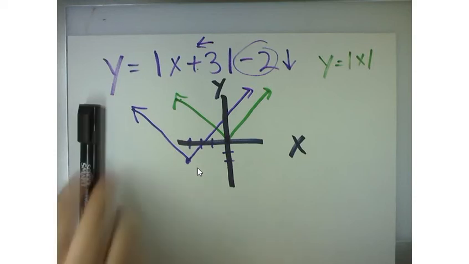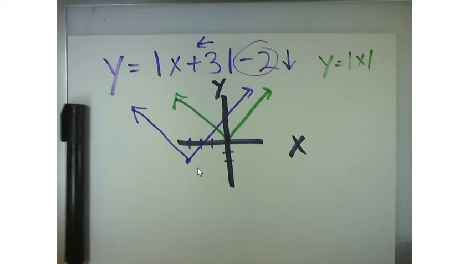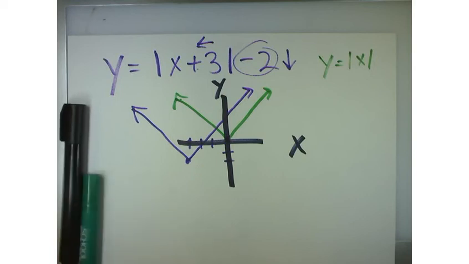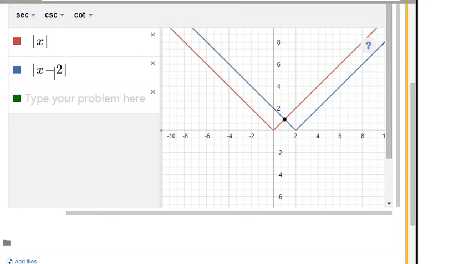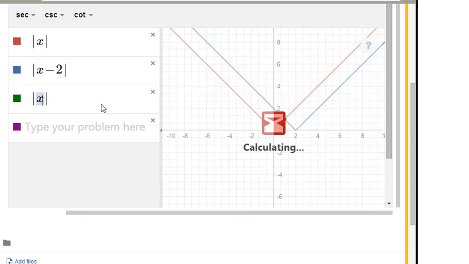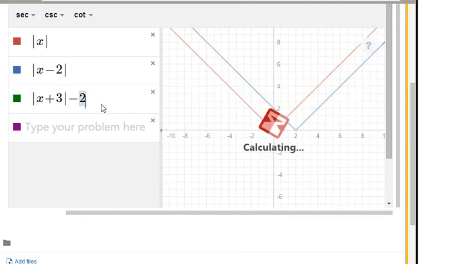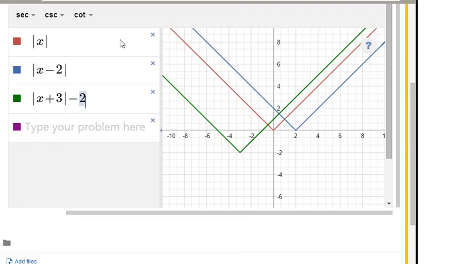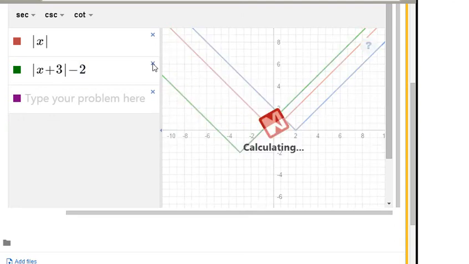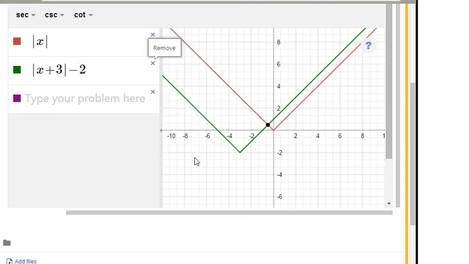How do I verify that? Did Mr. Adams do it correctly? I think I did. We can verify it by looking on the computer. So let's graph this bad boy: the absolute value of x plus 3, and then minus 2. What's cool about this calculator is you can see how it transforms the graph. Was Mr. Adams correct? Yep. That's it.